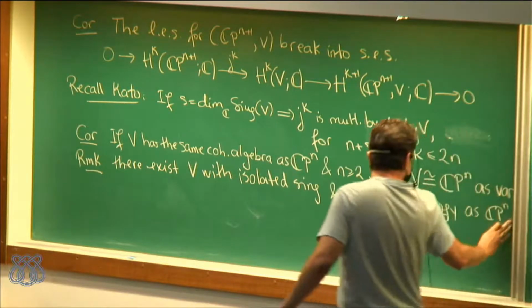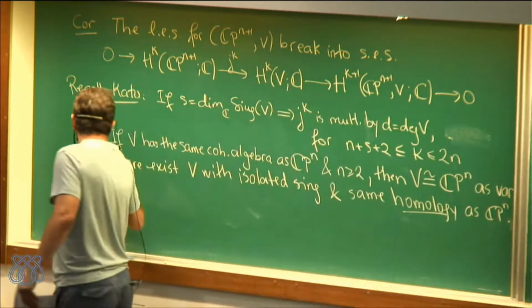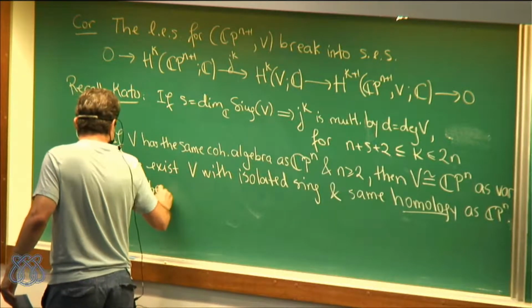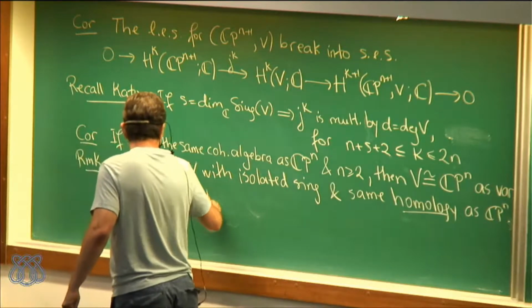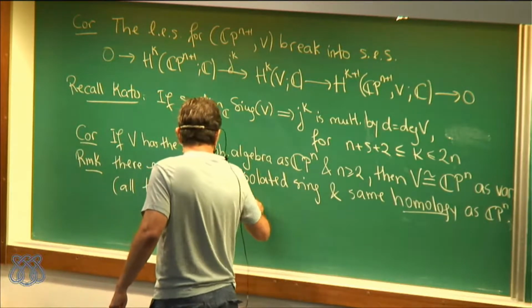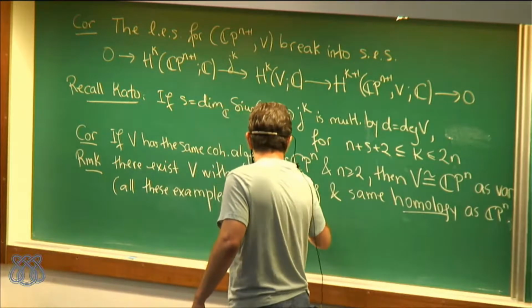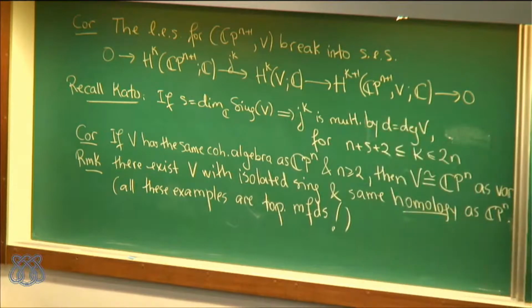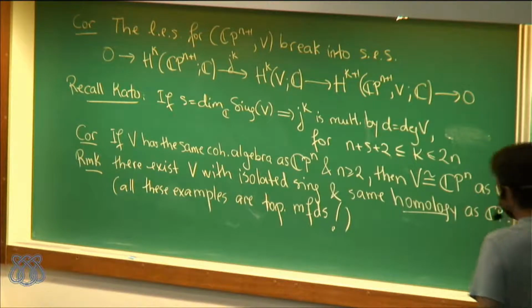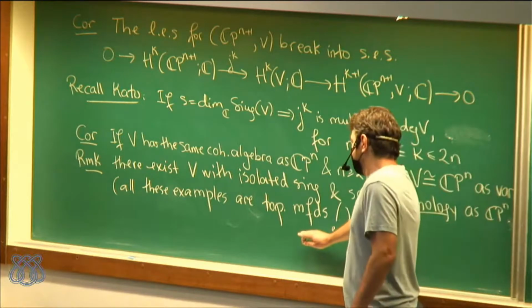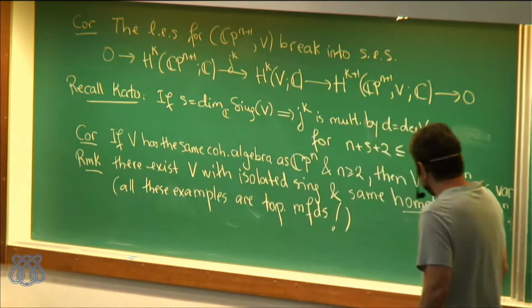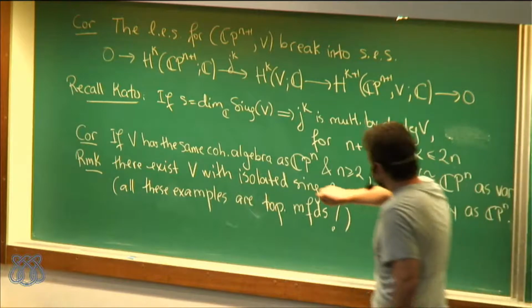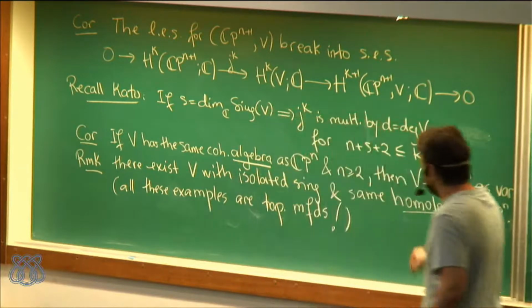And in fact, all these examples are topological manifolds. So this means the links of their singularities are topological spheres, but they're not diffeomorphic to spheres. All right. So this is the difference between algebra versus just groups.